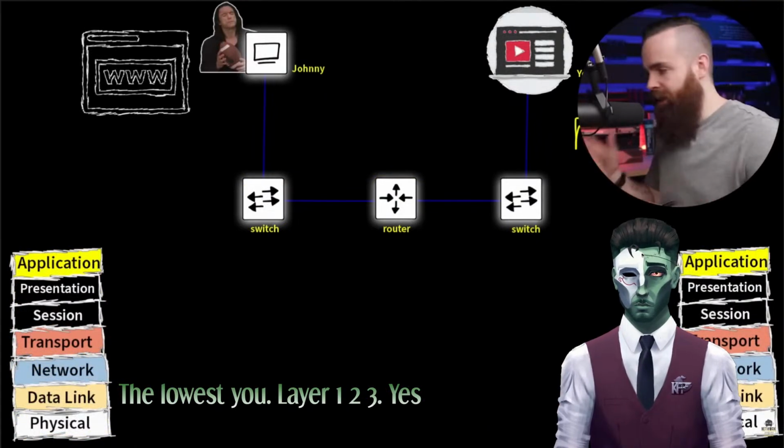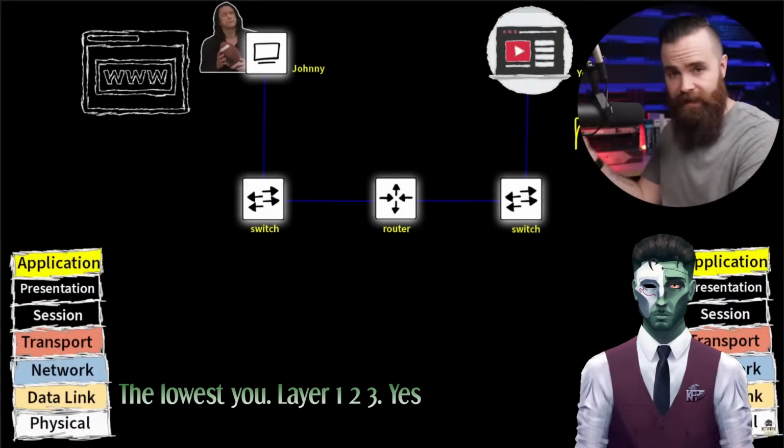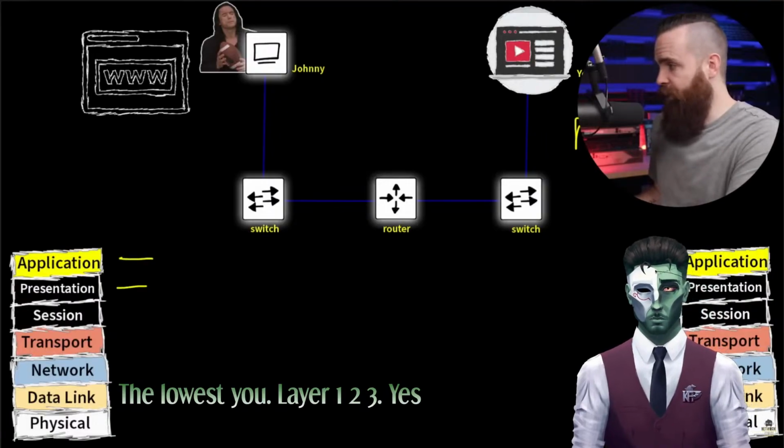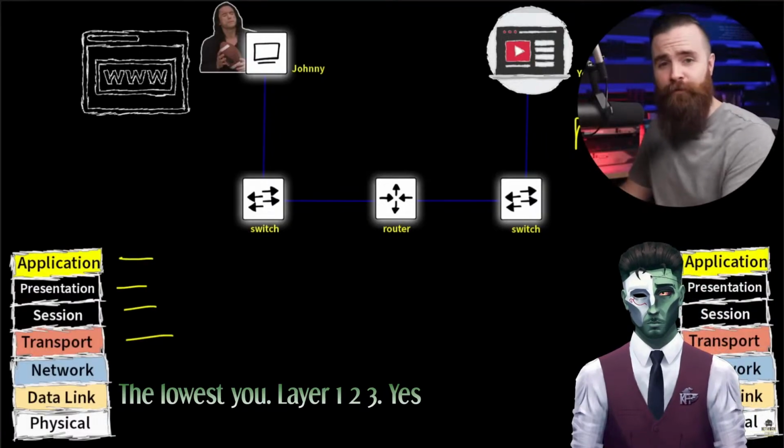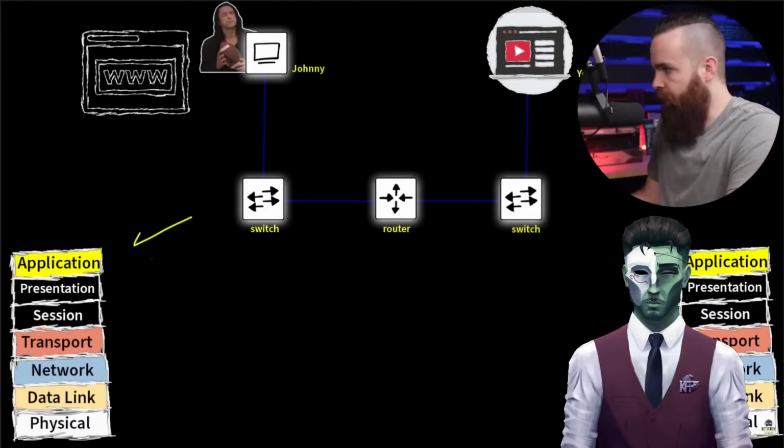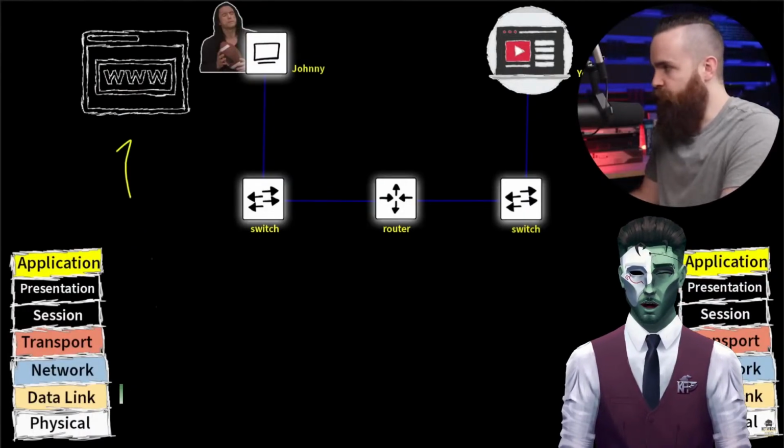So we're going to pop the hood a bit and see what happens when Johnny's web browser tries to access YouTube and how the application, presentation, session, and transport layers are involved. You might need some coffee for this. Take Johnny's advice. Let's take a look at the application layer first. So I don't have a coffee, I will only have a simple drink.